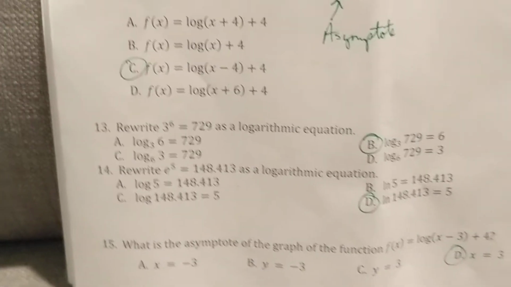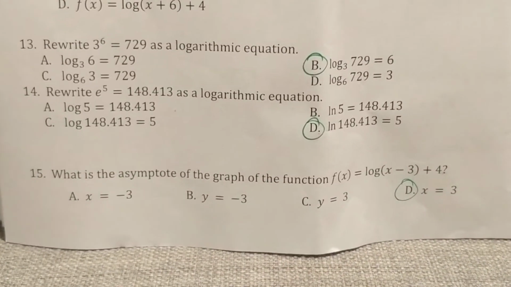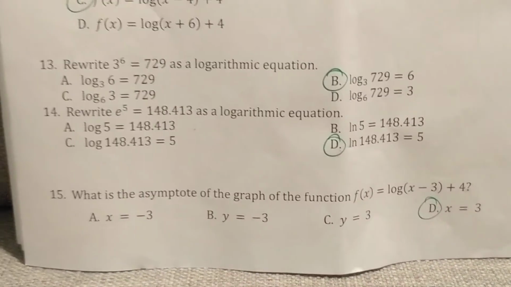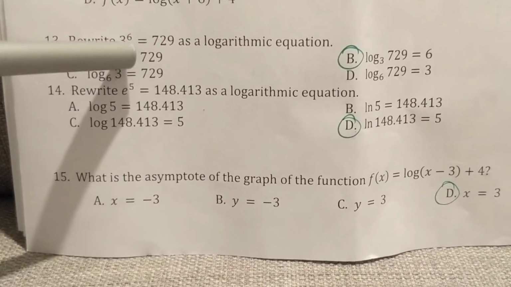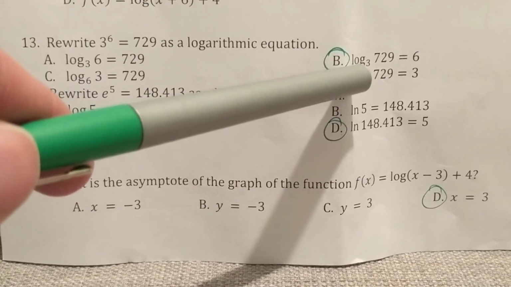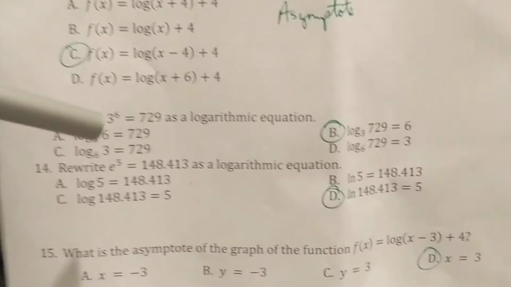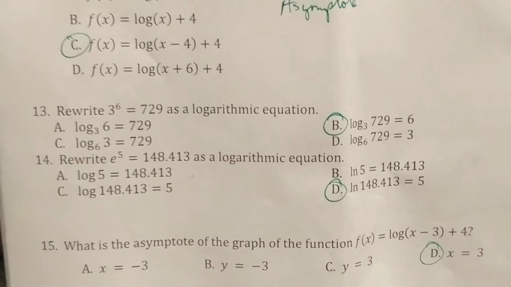And then 13 and 14 is the last thing we did right after we finished rewriting. Remember, the base of the exponential is going to be the base of the log, so log base 3. The 729 comes over to that log, and the 6, the exponent, is the answer to the log. It goes by itself.